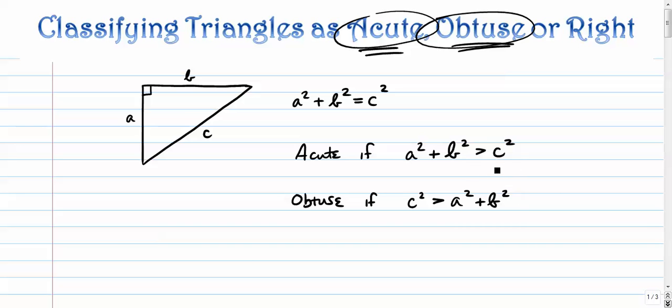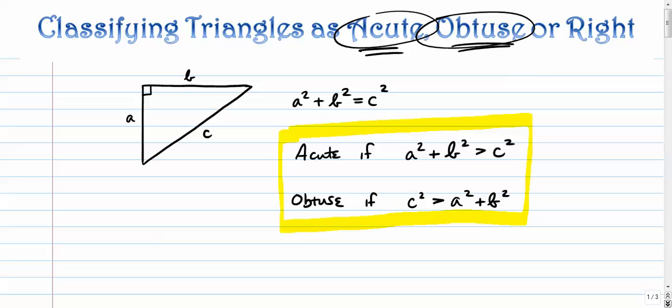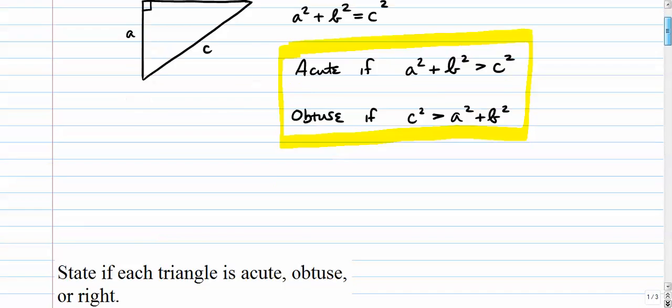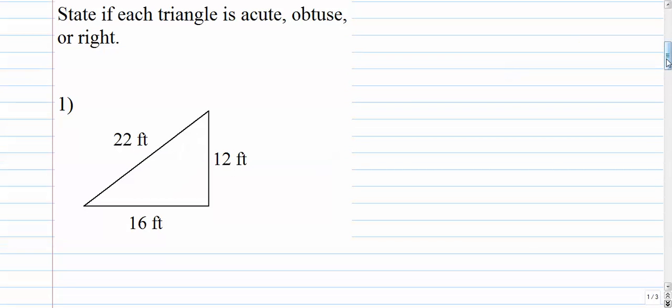All right, so it kind of depends on which one's bigger. So let's actually look at this. That's something I would definitely copy down if I were you. So let's take a look. State if the triangle is acute, obtuse, or right.